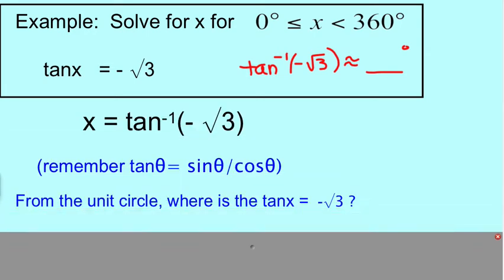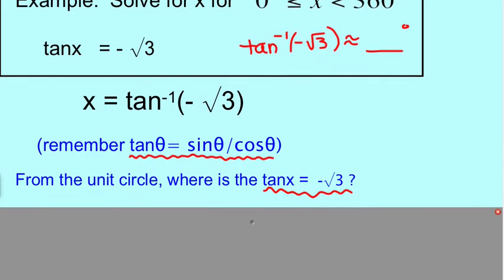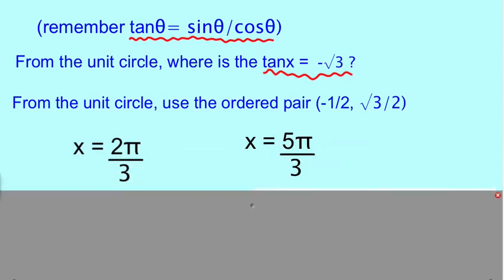So if we look at our quotient identity right here, the tangent of theta equals the sine of theta over the cosine of theta. We have to find out where we get the tangent of x equaling negative square root of 3. Well, these take a little bit of time because you have to find some of those ordered pairs and divide them. So I've saved us some time here. This is your x value, this is your y value, or your cosine and your sine. And I picked out this ordered pair.